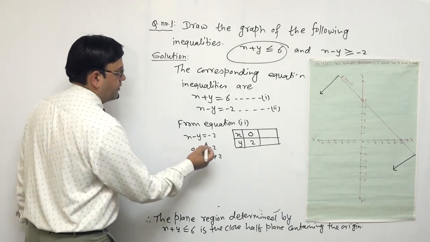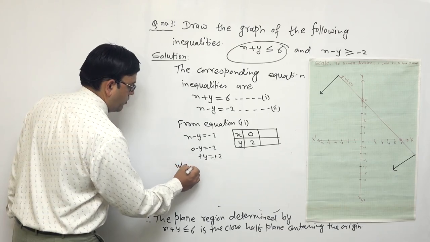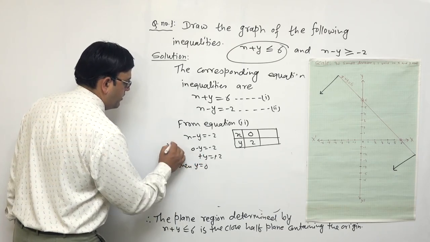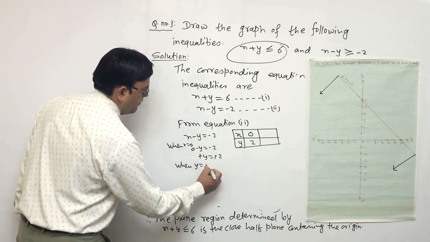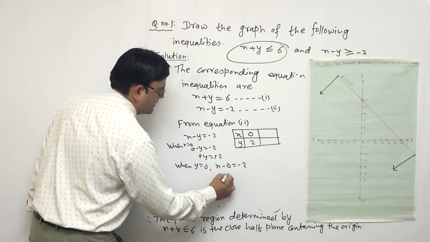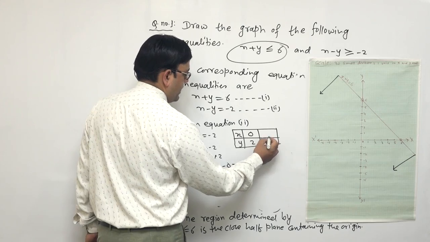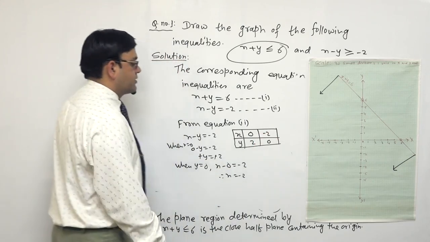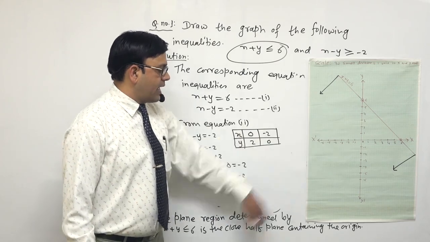So again, when y is equal to 0, then x minus 0 is equal to minus 2, therefore x is equal to what? Minus 2. So if we put it here y is 0, then x is minus 2. So let us plot this 0, 2 and minus 2, 0 in the same graph paper.